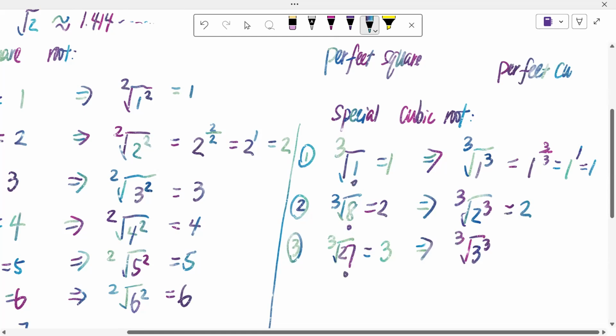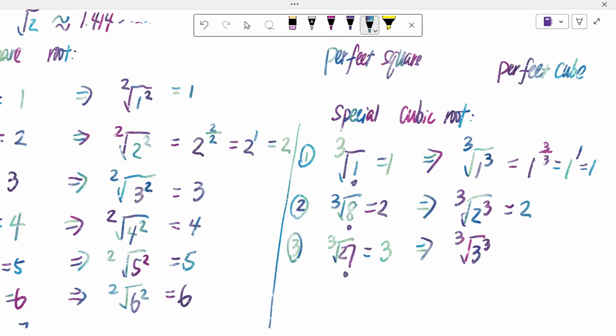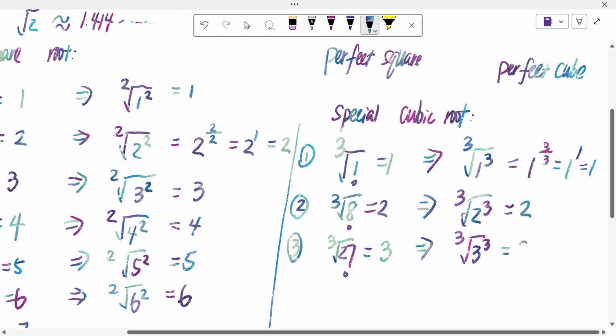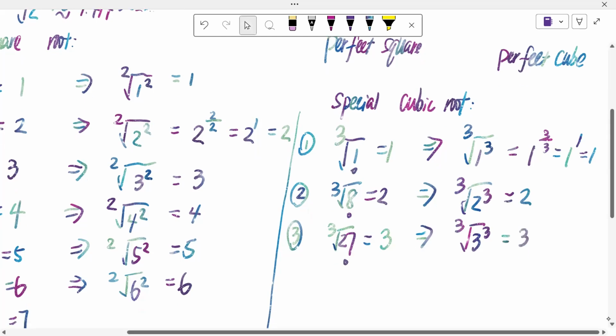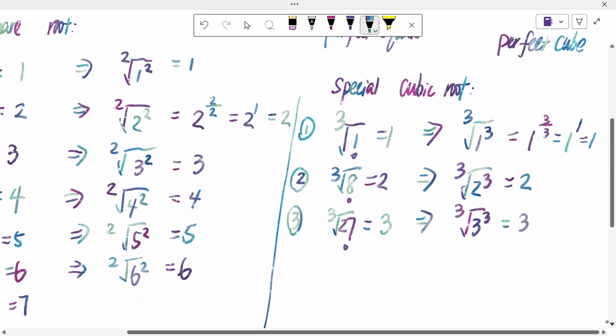So this is the idea, right? This is how we come up with all these special roots. So that's how we derive it. I'm going to write a couple more. The cubic root of 64 would be 4, and the reason is that 64 is 4 cubed.